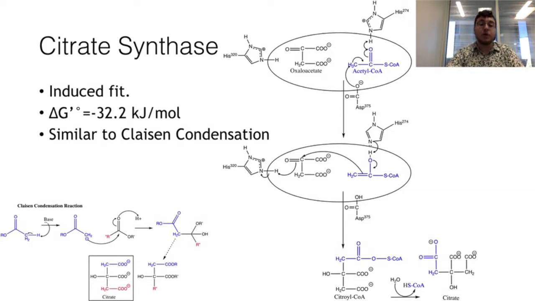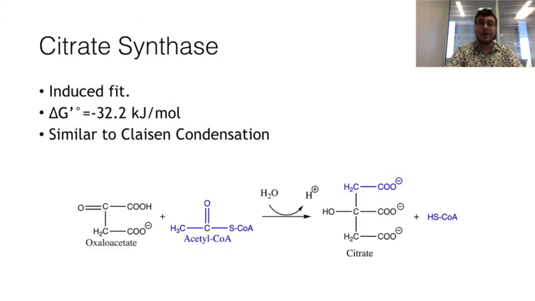This will create citro-CoA, which can undergo a hydrolysis reaction after the enzyme undergoes yet another conformational change to produce citrate. The thiol ester group being hydrolyzed is extremely favorable and is the driving force of this reaction. Like I said before, carbon-carbon bonds are extremely difficult to make, but using an excellent leaving group like coenzyme A allows this to happen. So the net reaction for citrate synthase is shown here, where oxaloacetate and acetyl-CoA combine together to form citrate. Water is used to hydrolyze coenzyme A, and a proton is also released.